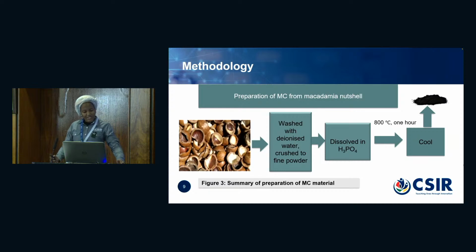So macadamia nutshells were collected from the farm, and they were washed with deionized water, crushed to fine powder, and then they were dissolved in the phosphoric acid. And phosphoric acid was used as an activating agent. It was pyrolyzed at 800 degrees Celsius for 1 hour, and the sample was allowed to cool and then kept for further experiment.